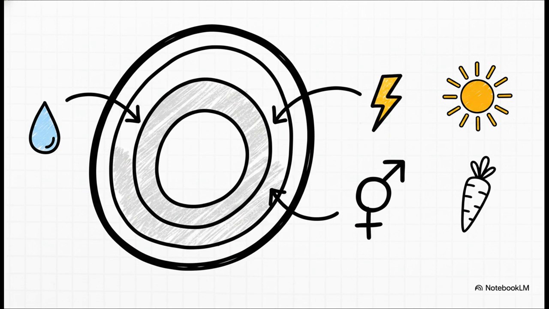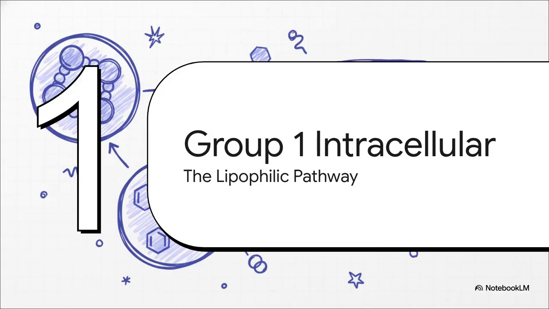Sex hormones like estrogen, progesterone, and testosterone round out our steroid class here. Oh, and a quick note. Don't forget that vitamins A and D structurally function as hormones too, with vitamin D being central to bone mineral metabolism. Moving on to Section 4, Group 1 Intracellular Signaling, the lipophilic pathway.